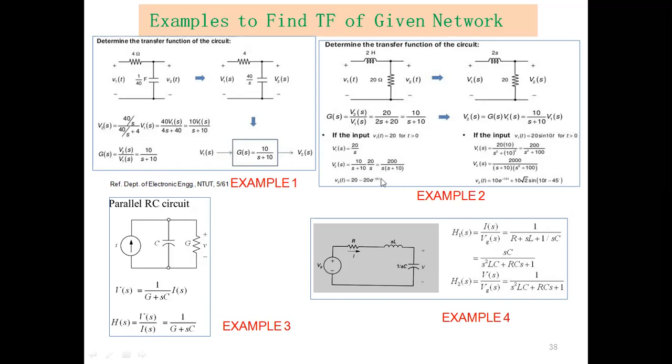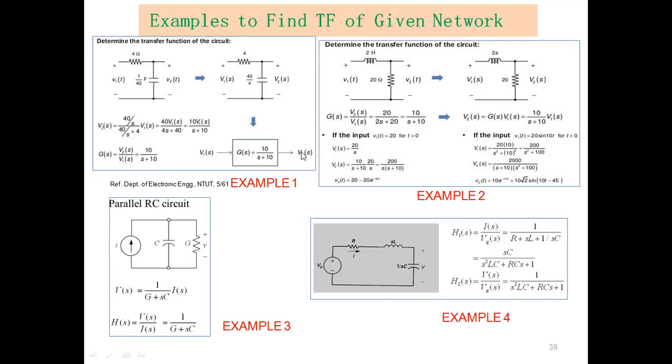20 e to the power minus 10. So here only you will need the 200. If the input is V1 of t as 20 sine 10t, there is no need to solve these things. I am just explaining how, if they have given the value of input voltage as 20 for t greater than 0, you are supposed to solve this. Otherwise this answer is enough.